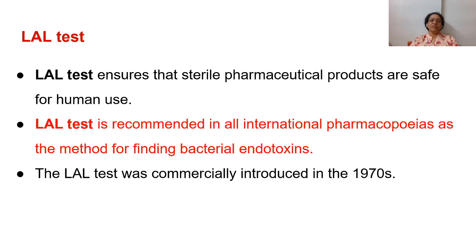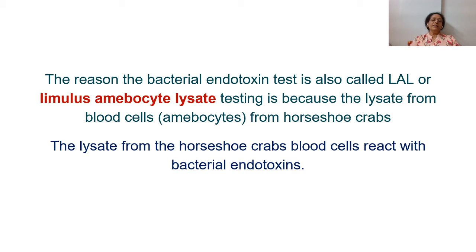present in biological products. The reason the bacterial endotoxin test is called an LAL test is because of Limulus amoebocyte lysate testing, because the lysate from blood cells, that is amoebocytes from horseshoe crabs, is used for this purpose. The lysate from these horseshoe crab blood cells reacts with the bacterial endotoxin. They can detect very small quantities of endotoxins which are present in the pharmaceutical products.